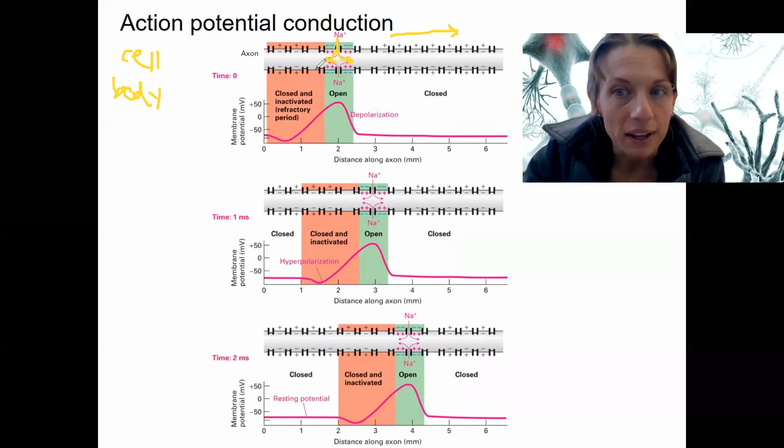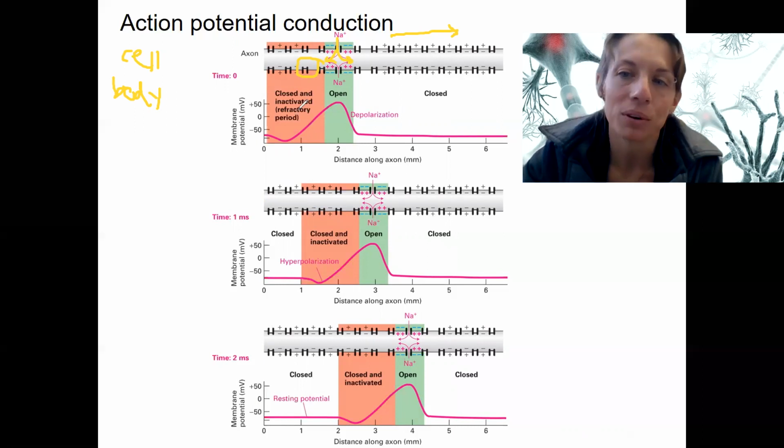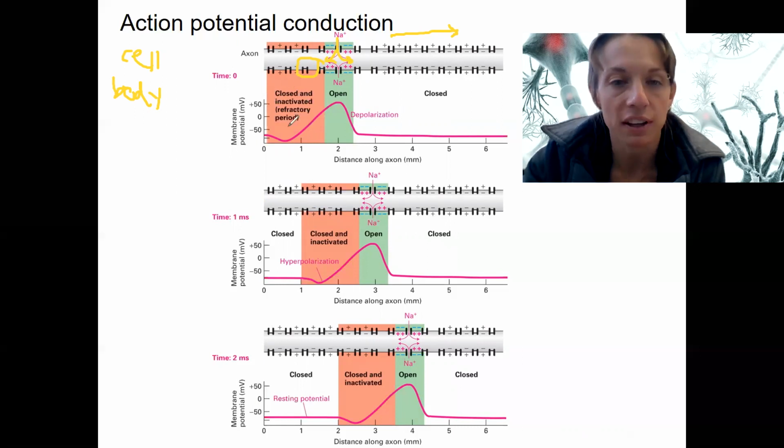But it's going to diffuse both ways. It cannot open voltage-gated sodium channels over here. Why not? Because they're not just closed, they're inactivated. And that's why I told you that they inactivate at positive 30. These sodium channels are inactivated, so they cannot open again. So the sodium's only going to have an effect this way.